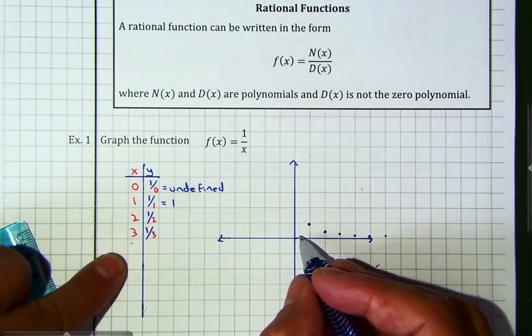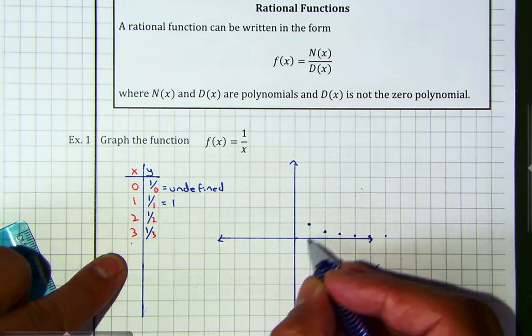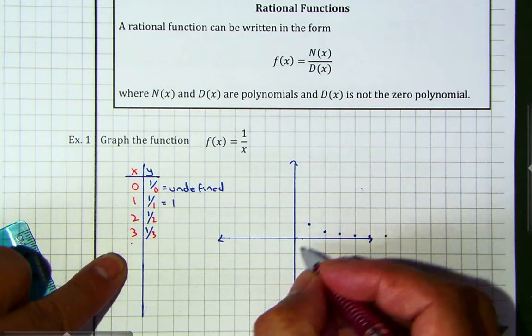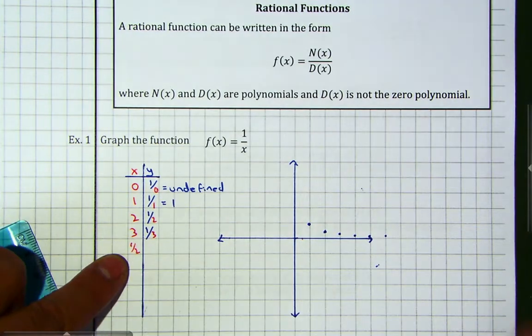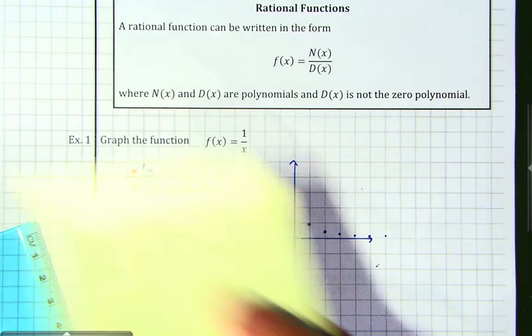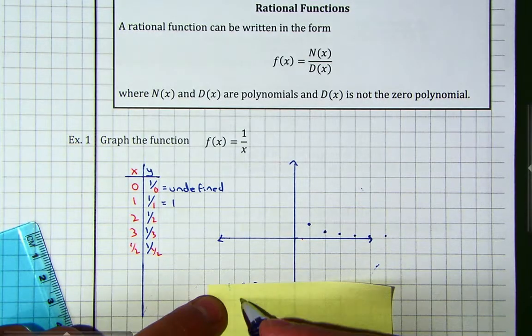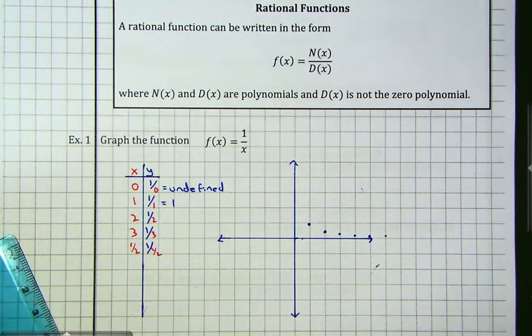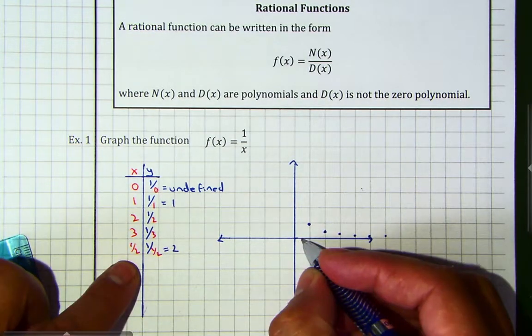Now, if I want to find out what happens somewhere over here, because it seems like it's going to be around here, I'm going to plug in a 1 half. If I plug in a 1 half, that'll be 1 over 1 half. So 1 divided by 1 half: change the division to multiplication and take the reciprocal, so it gives me 2. So 1 half gives me 2.